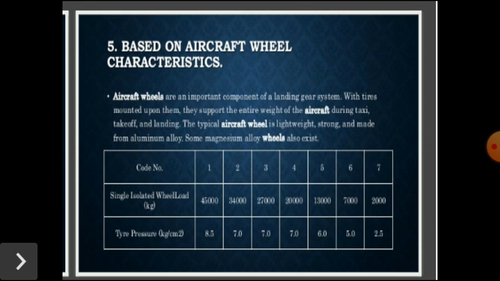So these are the classifications of airports based on aircraft wheel characteristics.